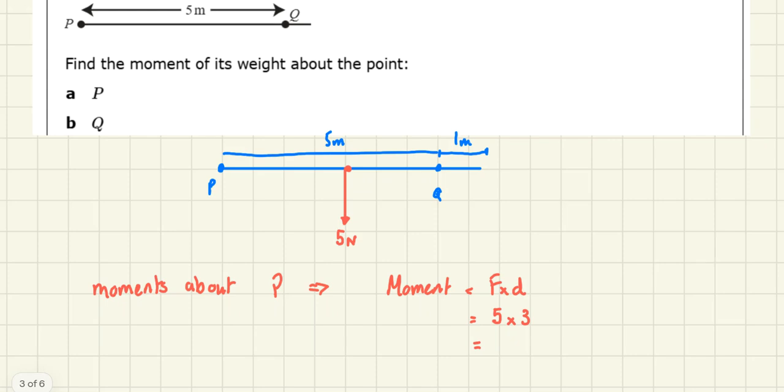The turning effect is in which direction? It's going to go clockwise. So it's the force 5 acting at a distance of 3 meters. That's the confusing bit. So we have 15 Newton meters clockwise. What about the moments about point Q then?